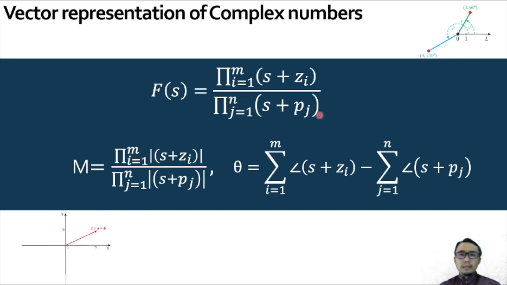Similarly, the angle of the resulting vector is given by the angles of the individual vectors. For example, here is the angle of a zero vector to the particular point, drawn positively from the real axis. You sum all the angles of the zeros to that particular point, minus all the angles of the poles to that particular point, again taken from the counterclockwise direction positively.